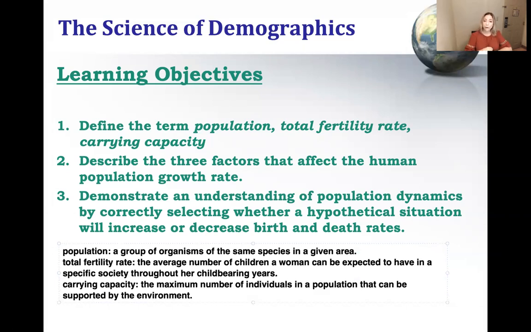Describe the three factors that affect human population growth. We have birth rate, death rate, migration. And you can go back to the recording where I wrote down the exact equation. And then demonstrate an understanding of population dynamics. So basically, if I give you a group of people, you need to tell me, will the death and birth rates be higher than a different group of people? So just get to know the slide where I told you, okay, fertility rate tends to be higher in these groups.